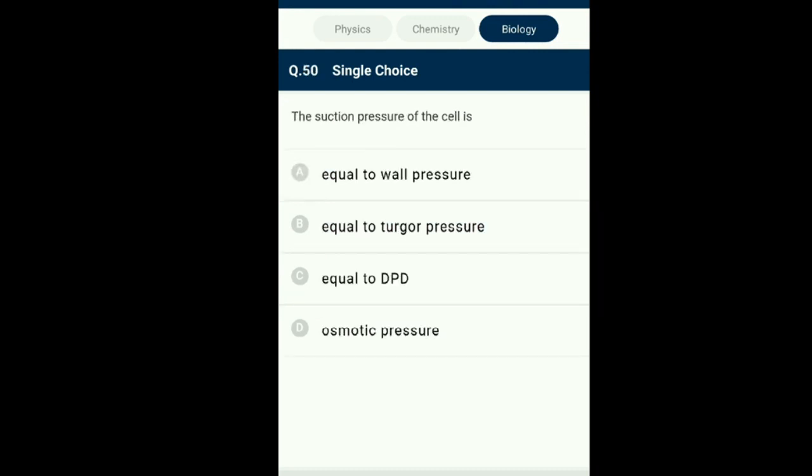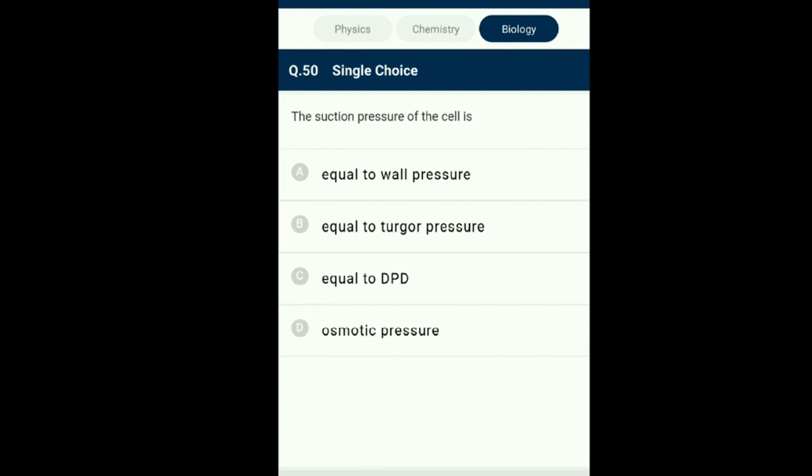Question number 50. The suction pressure of the cell is a negative pressure difference that enables flow of gas or liquid from a higher state to a lower state. The pressure that enables entry of water into the cell due to osmosis is the osmotic pressure, and it is considered negative. The pressure developed in cells due to the entry of water and acting opposite to the osmotic pressure is called turgor pressure. It is negative pressure as it resists entry of water in cells. The difference between these two results in diffusion pressure deficit that equates to the suction pressure.